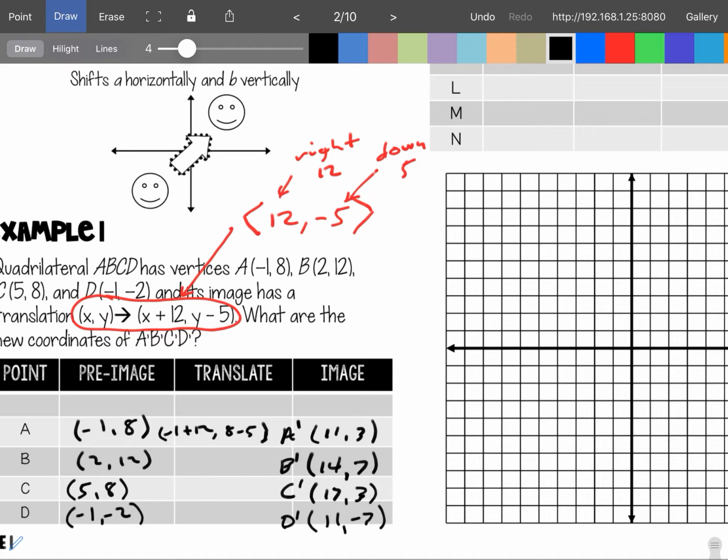Now, we don't have to plot this one, and it wouldn't fit on that grid over there anyway. So that's how a translation works. So you just moved it to the right. You took that whole figure or point. You take each corner one at a time, and you move each one 12 to the right and then 5 down.